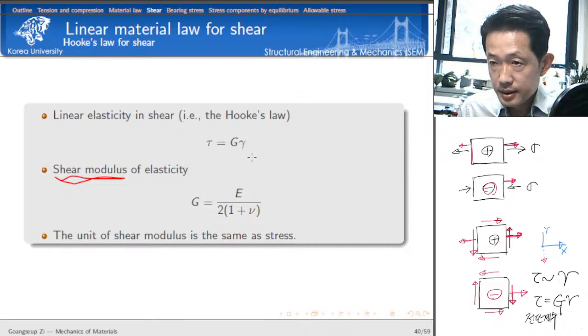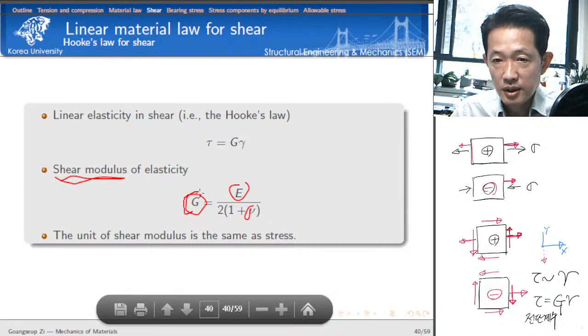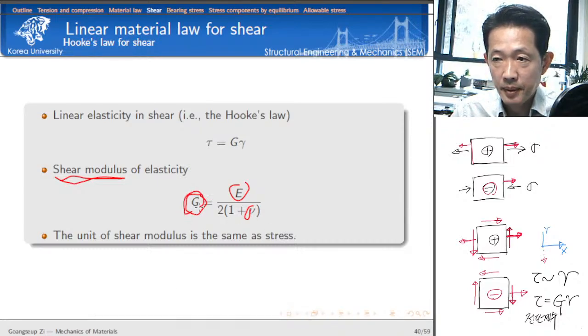And there is a one-to-one relation between the elastic modulus or Young's modulus E and the shear modulus. As you see here, the shear modulus G is given by the elastic modulus and the Poisson's ratio. So what does it mean? Shear modulus is not an independent material parameter. So once we determine the elastic modulus and Poisson's ratio, we can calculate the shear modulus using this formula.